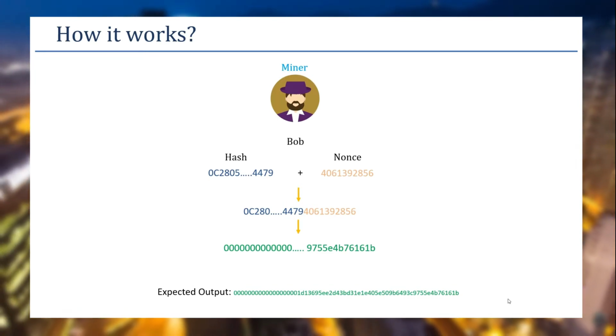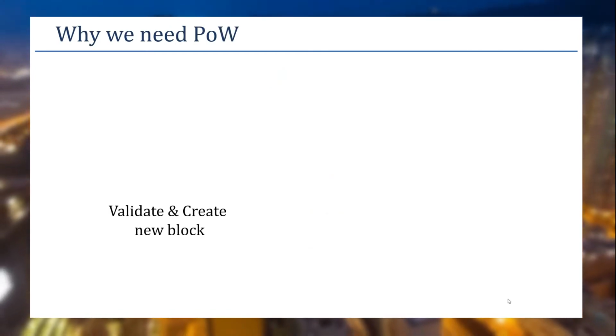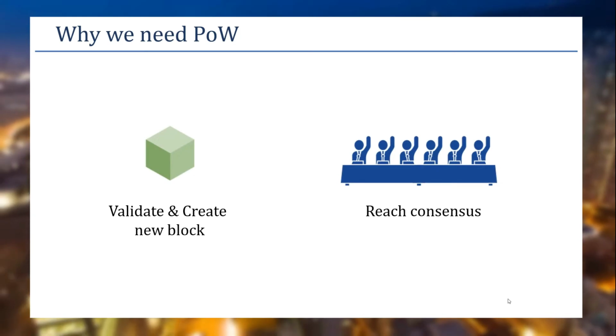So why do we need proof of work again? There are two reasons. One is to validate and create the new block, and the other is to reach consensus. So, first, validate and create the new block.